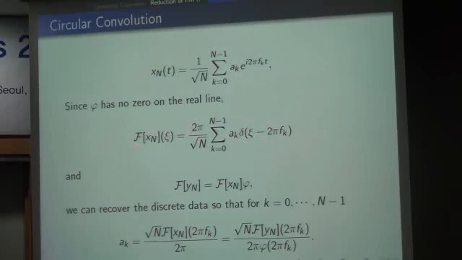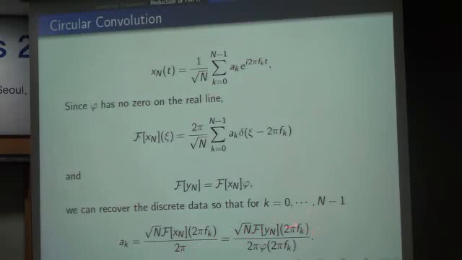And divide by this one. And phi has no zeros on the real line. So the a sub k is this one. But we sent the y sub n. So we recover from the signal y sub n.